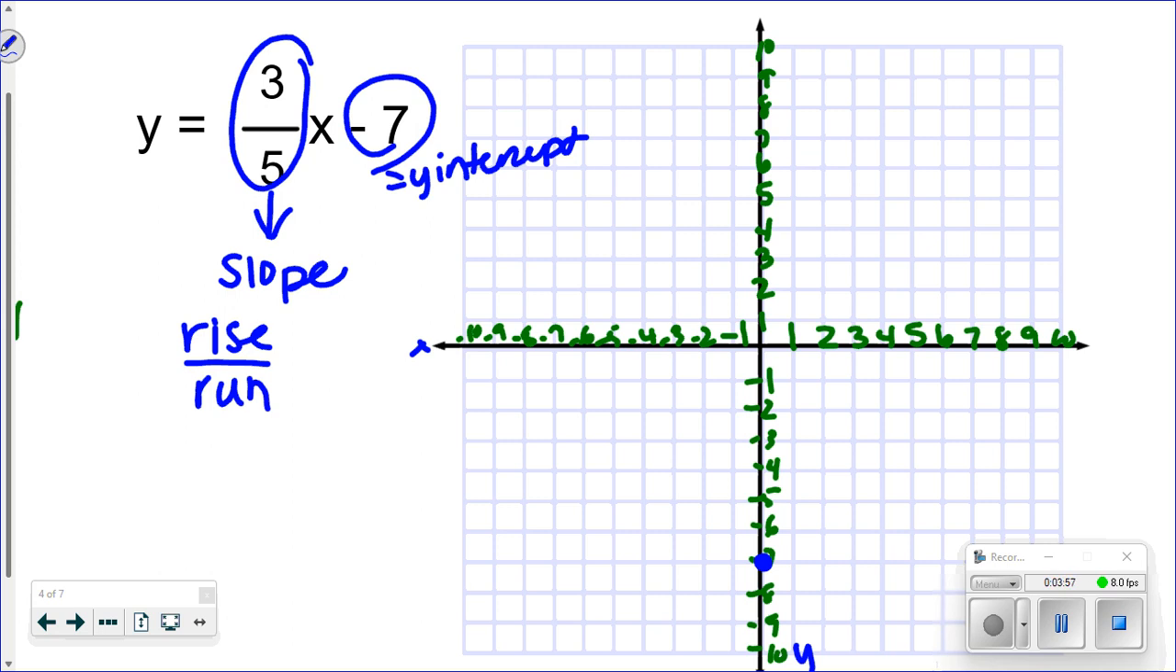So starting at my point, I'm going to rise 3, 1, 2, 3, and I'm going to go over 5, 1, 2, 3, 4, 5. This is my next point. So then I'm going to do the same thing from this dot. I'm going to go up 3, and over 5. This is my line for this graph. So we did it without making a table of values, and we did it without using intercepts. We just looked at the equation and we graphed it by just looking at it, which is kind of nice.